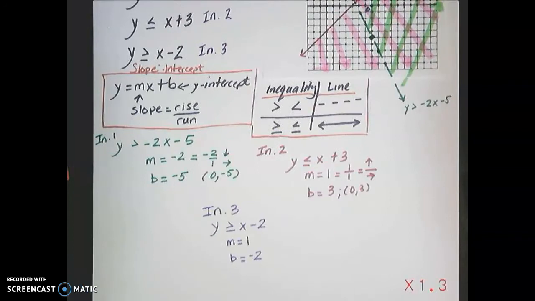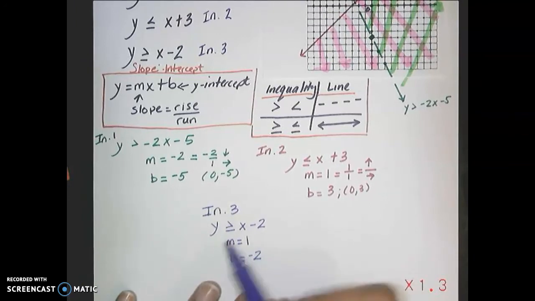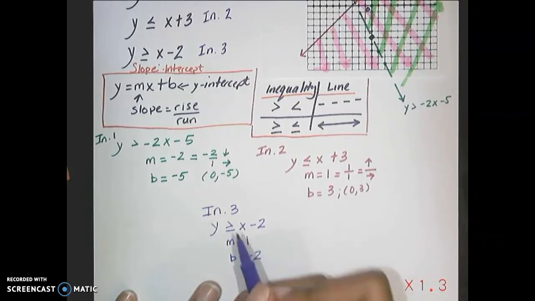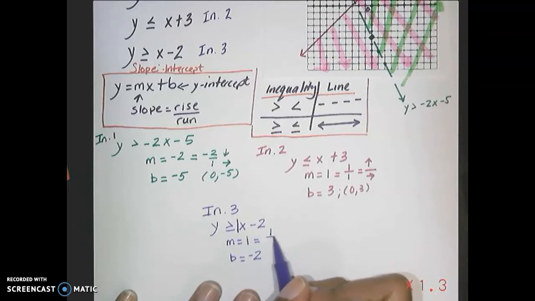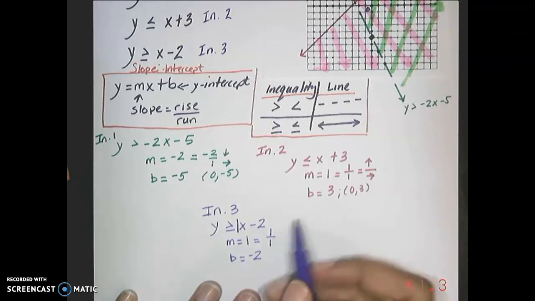All right, folks. So here we go. This is our last inequality from our system. y is greater than or equal to x minus 2. Given that our slope is understood to be a 1 in front of the x, we can do our rise over run as 1 over 1, because 1 divided by 1 is the same thing as 1.